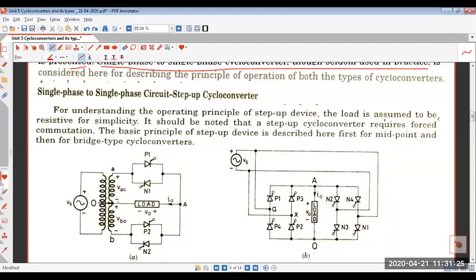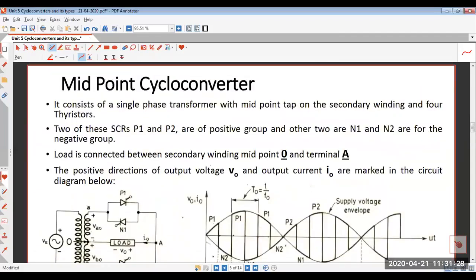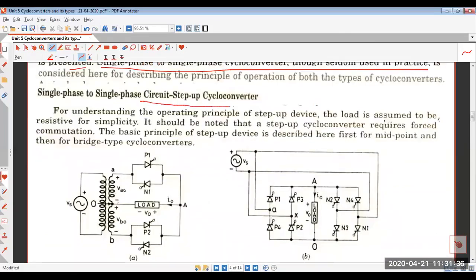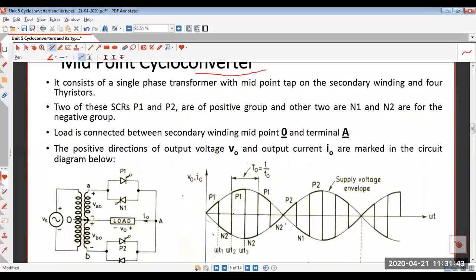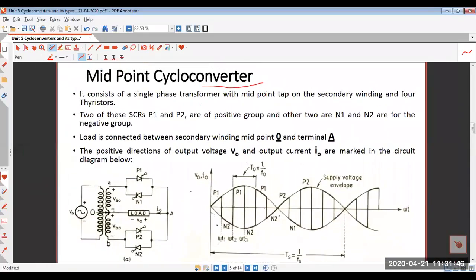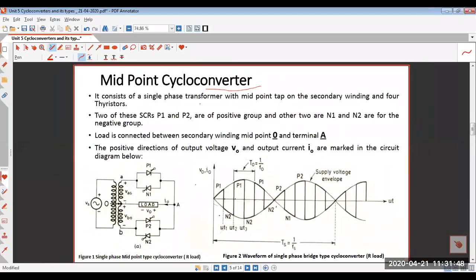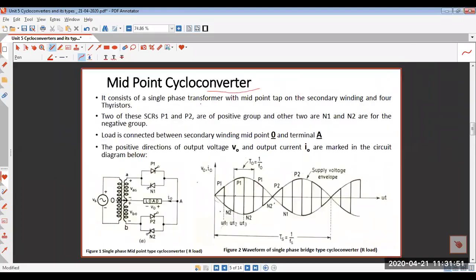Okay, so let us come to the midpoint cycloconverter first of all, and let us understand its working. As it is said that these are step up cycloconverters, we will see whether the output frequency is greater than the input frequency or less than the input frequency. I hope this is very clear to you guys. Now you can see this is a midpoint type cycloconverter and its waveforms are shown here.